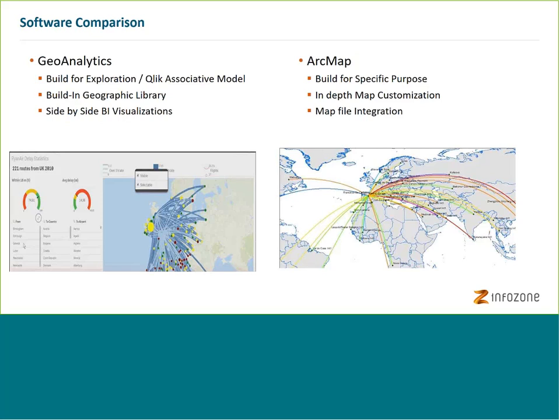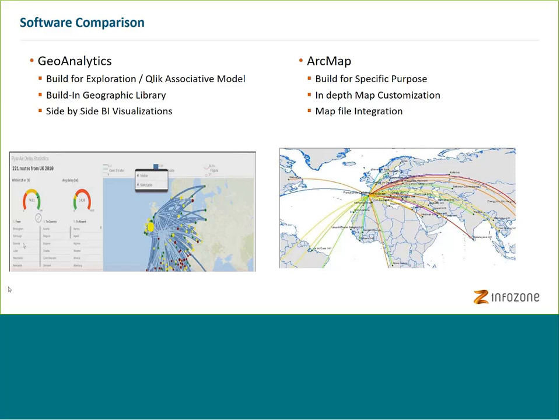I think ArcMap is really powerful for a specific purpose, and you can really customize your depth and give a certain perspective from that. By customizing your map, I mean you can go into different fonts and different colors a little bit easier than you can with GeoAnalytics. And then with map file integration, you have these layers, and you can really customize through that as well. Whereas GeoAnalytics has this built-in geographic library. As we mentioned, you can integrate others, but this is the primary capability of GeoAnalytics.